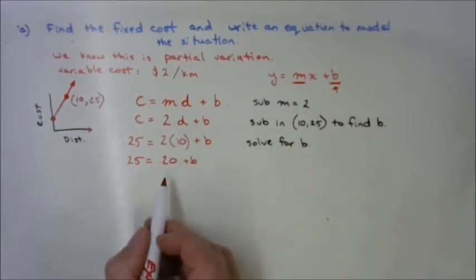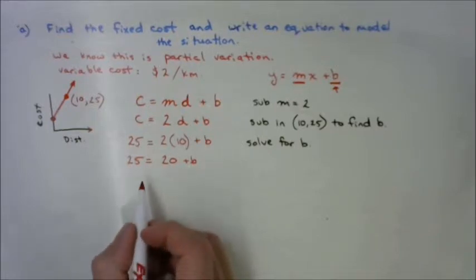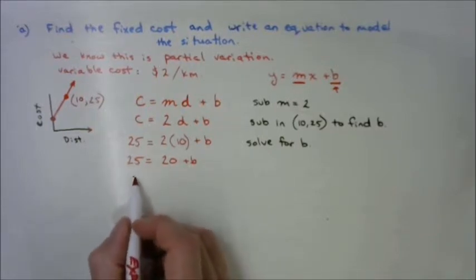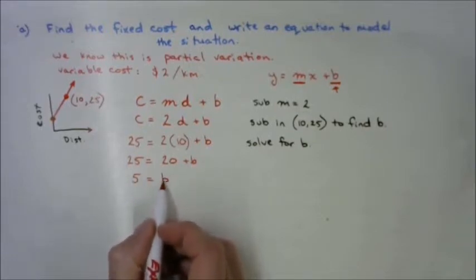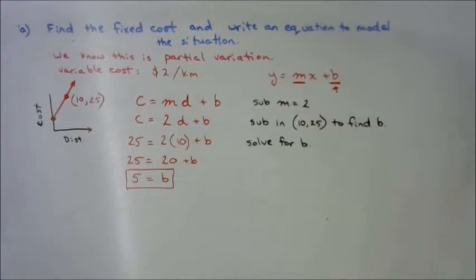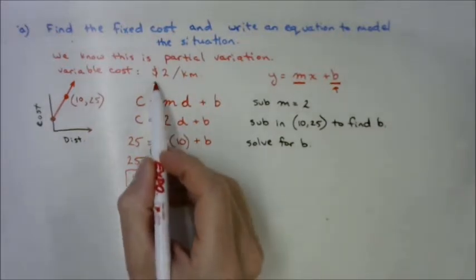Subtract 20 from both sides. Yes. 25 minus 20 is 5. 5 equals b. $5. Okay? So what is the fixed cost? It's constant. What's the fixed cost? $5, and she's getting charged $2 per kilometer.